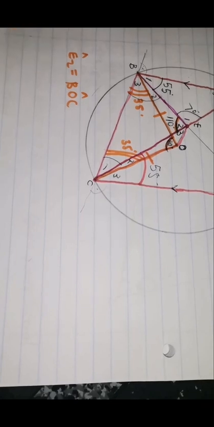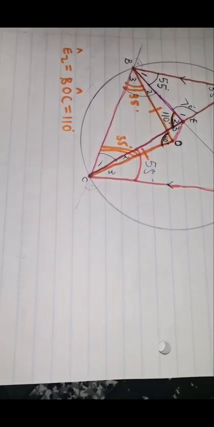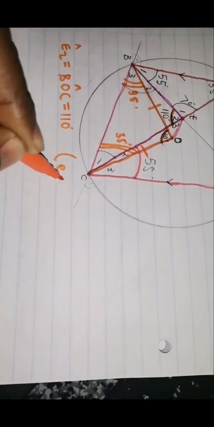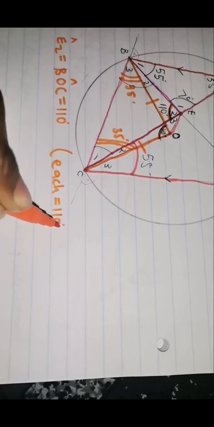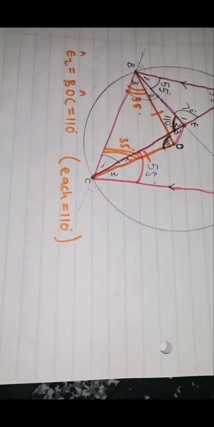Reason: you don't use angles in the same segment. No, you haven't proven that it is a cyclic quad. Why do I say they're equal? Because they're each equal to 110. For each reason, you're going to say each equals 110. You don't use the same angles in the same segment. Then you conclude right now.